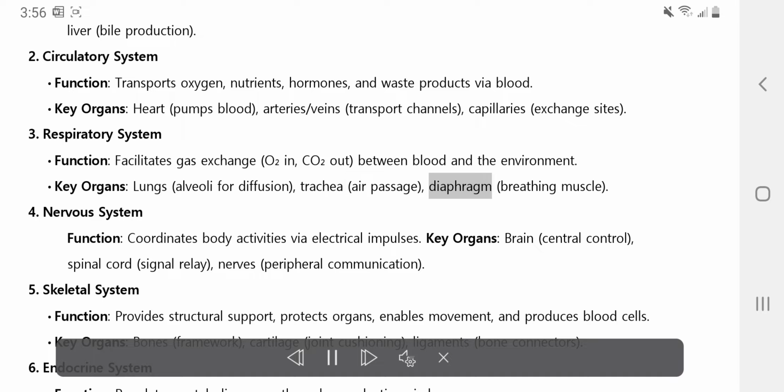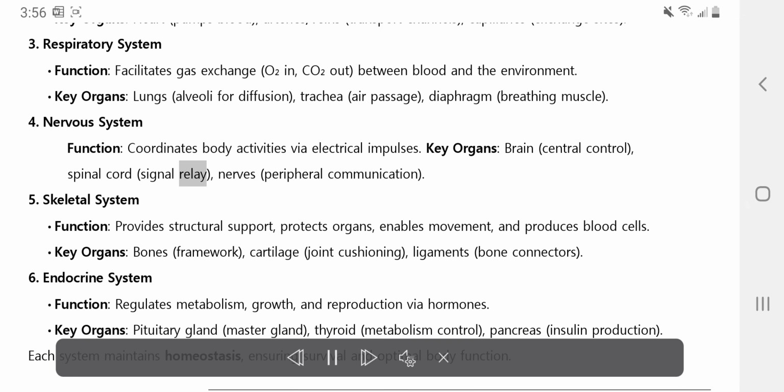passage; diaphragm, breathing muscle. Nervous system. Function: coordinates body activities via electrical impulses. Key organs: brain, central control; spinal cord, signal relay; nerves, peripheral communication. Skeletal system. Function: provides structural support, protects organs, enables movement, and produces blood cells. Key organs: bones, framework; cartilage, joint cushioning; ligaments, bone connectors.